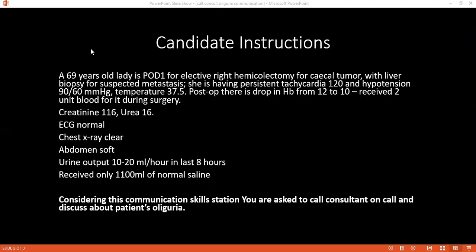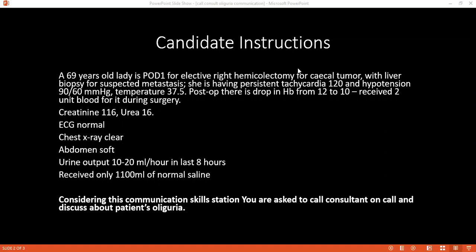And my assessment is the patient is dehydrated, and I just want to discuss with you the further plan, if that's okay. Okay, doctor. So who's the consultant managing this patient? At the moment, the consultant on call is someone else, but it's your patient. Okay. So what do you think is the cause of the patient's oliguria?